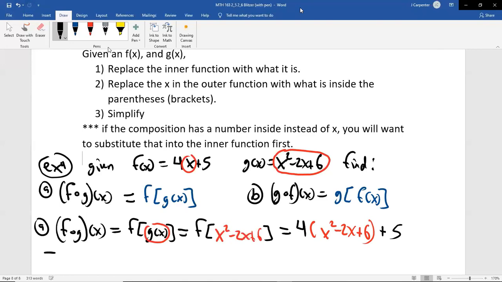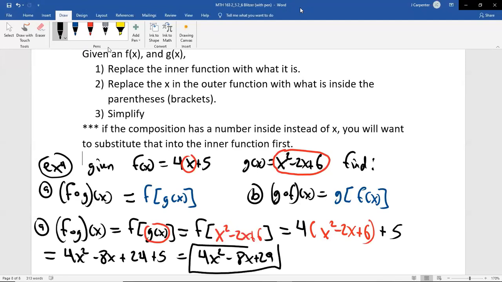And then all we do from here is distribute, FOIL, combine like terms, whatever we have to. So that'll be 4x squared minus 8x plus 4 times 6 is 24, then a plus 5, which is 4x squared minus 8x plus 29. That would be our answer. That is stuffing one function inside of another. That is our chicken stuffed with ham and cheese.